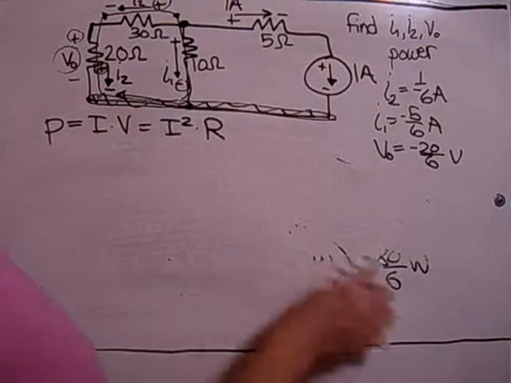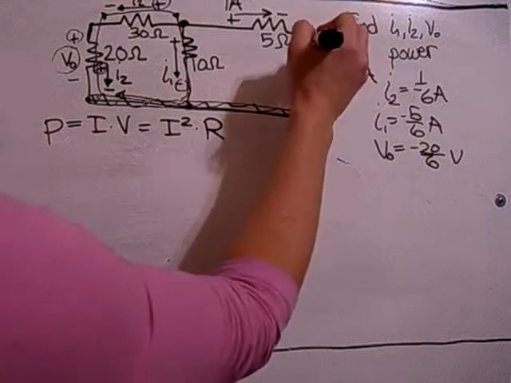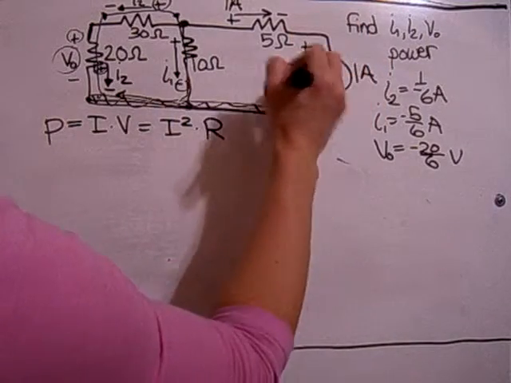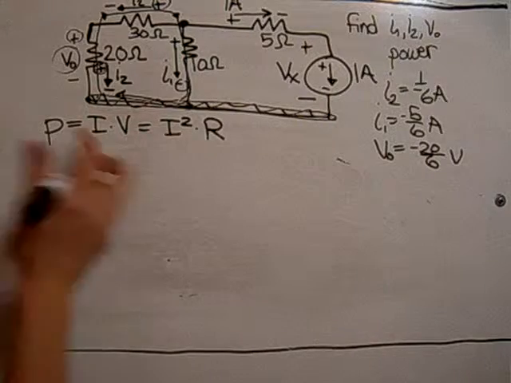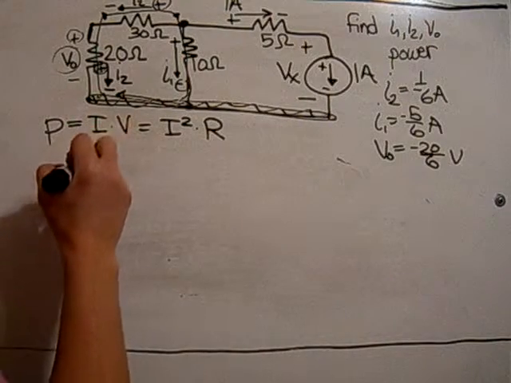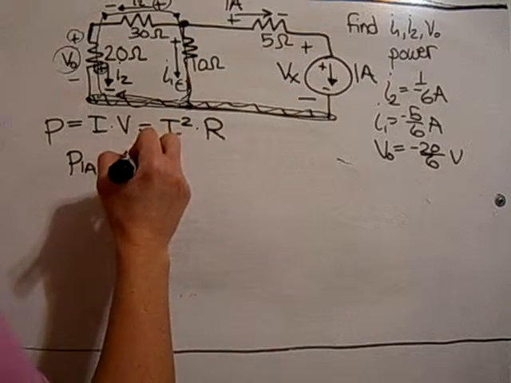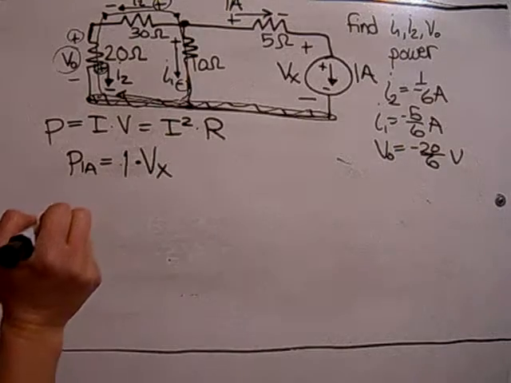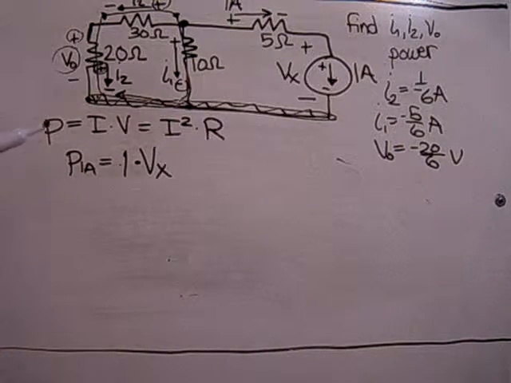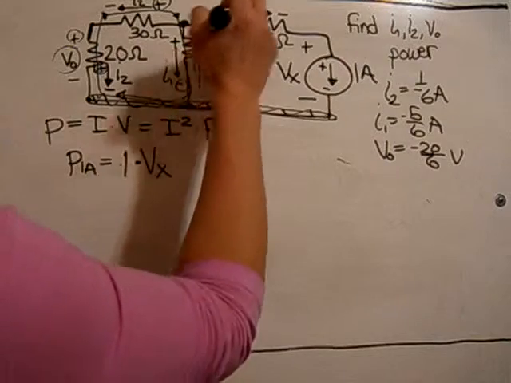So now I need to find the power in this 1 amp source. To do that, I need to find the voltage. I'm going to just label that as Vx, and power for this 1 amp source is going to be the current, which is 1, times Vx. So I can take a voltage loop with Vx in it, and I'm going to just choose to take it here.